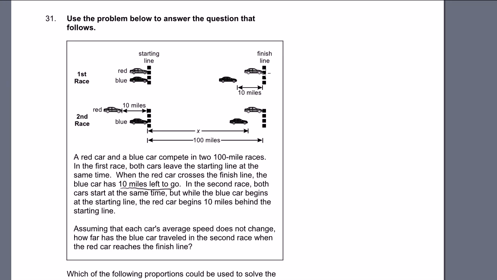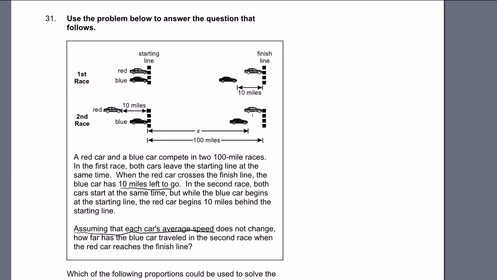They drew that right there. Red car crosses the finish line. Blue car has 10 miles left to go. In the second race, both cars start at the same time. But while the blue car begins at the starting line, the red car begins 10 miles behind the starting line. Fair enough. Assuming that each car's average speed does not change. That's a big assumption. So I'm assuming from race to race they have the same average speed. How far has the blue car traveled in the second race when the red car reaches the finish line?